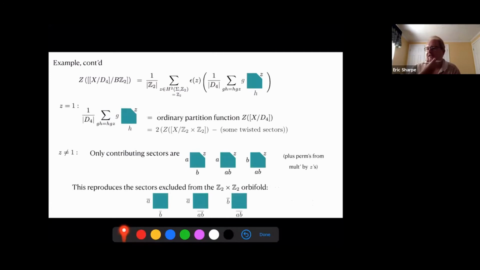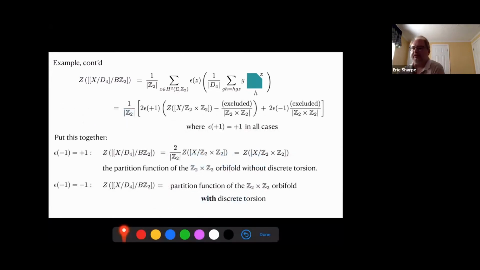Now, let's put this together. So suppose we take Z to be 1. Then the contribution where Z is 1 is just the ordinary partition function of the D4 orbifold, which, as mentioned before, looks like twice the partition function of a Z2 cross Z2 orbifold minus some sectors. In the sector where Z is different from 1, this is just a Z2, so there's only one such sector. Well, the only contributions are going to be from group elements that commute up to the action of Z, and the only possibilities are these 3 here, which turns out to be exactly in one-to-one correspondence with the sectors excluded from the Z2 cross Z2 orbifold.